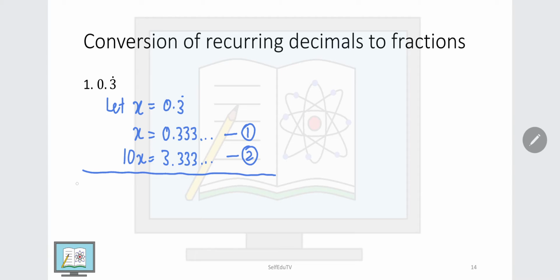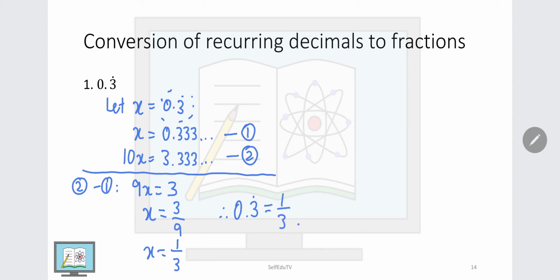So next I need to subtract equation 2 by equation 1. So 10x minus x, 9x. 3.333 minus 0.333, so it will be just 3. So by doing the subtraction, we have eliminated the repeating digits. So my x will be 1/3. So that's the technique. You have to form two equations and then subtract to get the fractions.